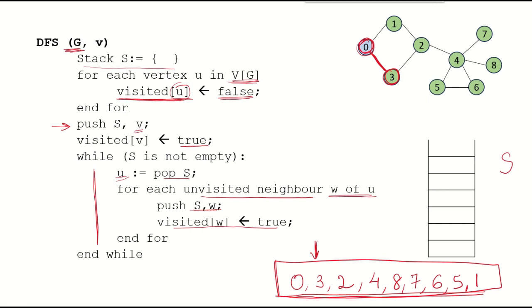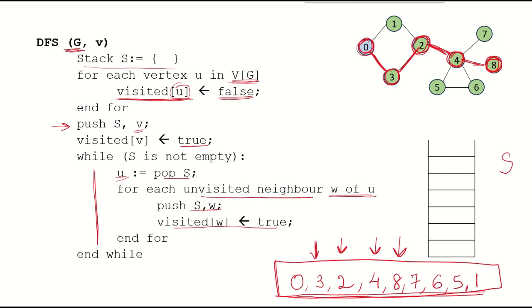So from 3, the unvisited neighbor is 2. So we can go to 2. From 2, the unvisited neighbors are 1 and 4. We can pick any. So we have picked 4. So now we have reached 4 over here. From 4 we can choose between 5, 6, 8 and 7. We have chosen 8. So let's go here.